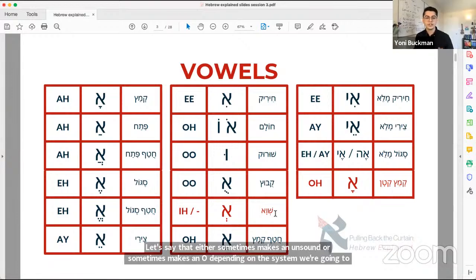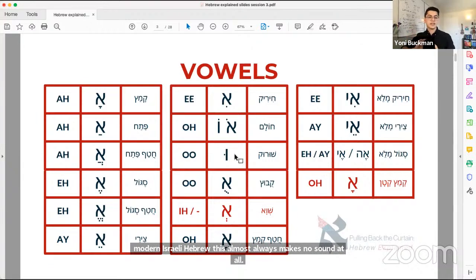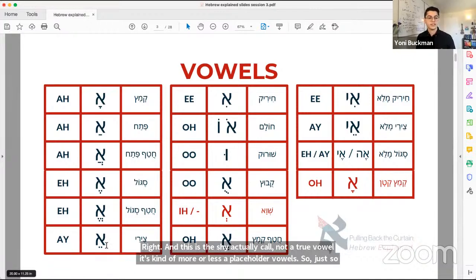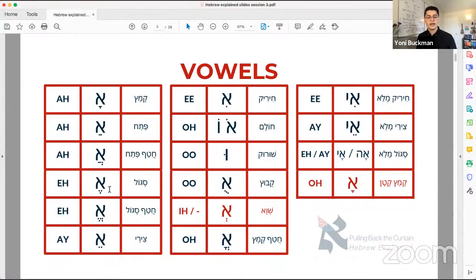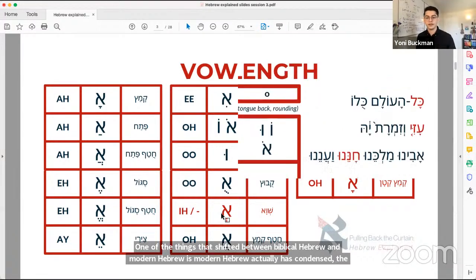So just so that you see these, right, you've got your ahs, your es, a, e, o, u. One of the things that shifted between biblical Hebrew and modern Hebrew is modern Hebrew actually has condensed the number of vowel sounds that you make. So in modern Hebrew, there is no difference between the a and the e, right? So the tsere and the segol both make an e sound. The a, that diphthong, is kind of gone from a modern Hebrew speaker. And similarly, the shava really doesn't make a sound in modern Israeli Hebrew.